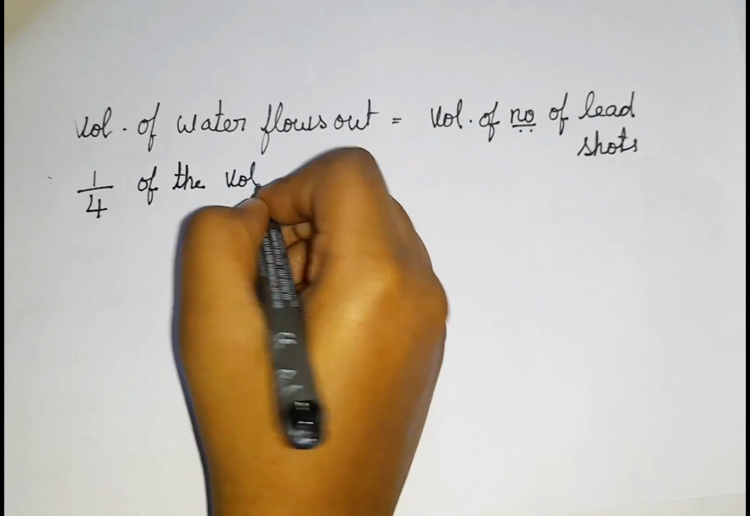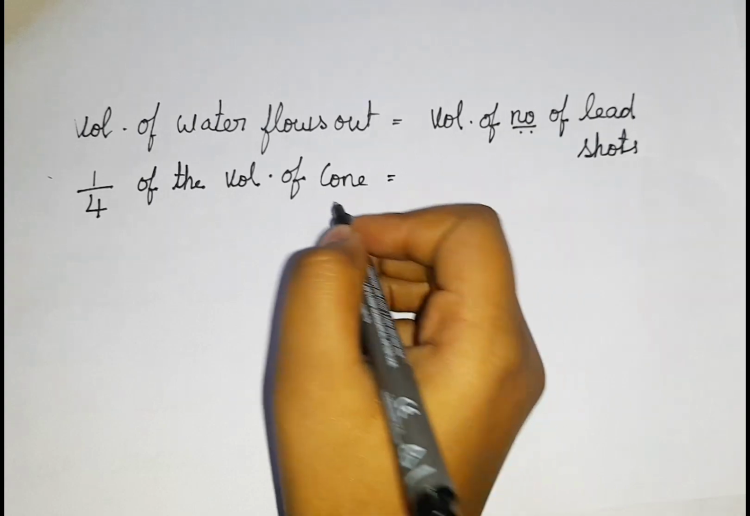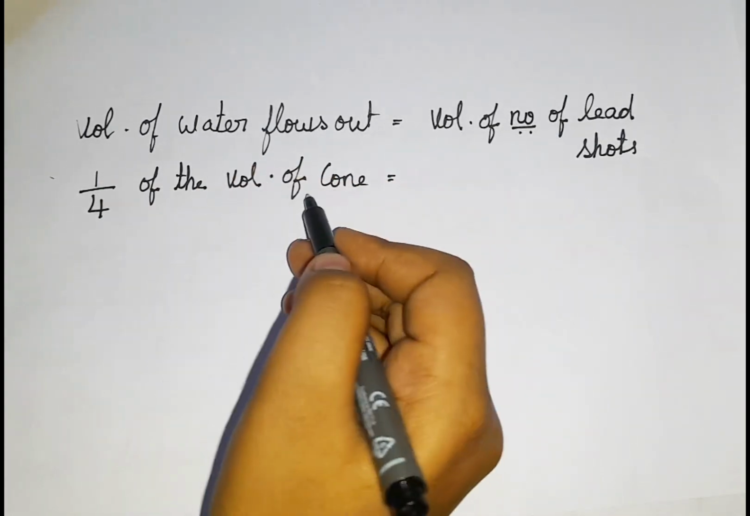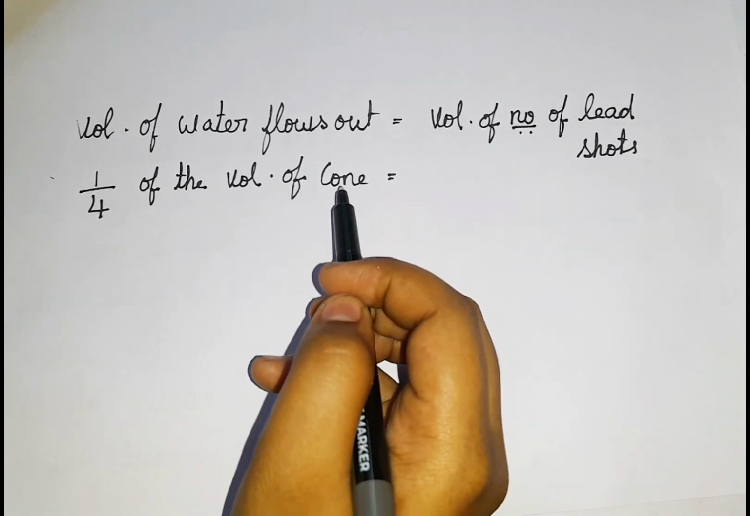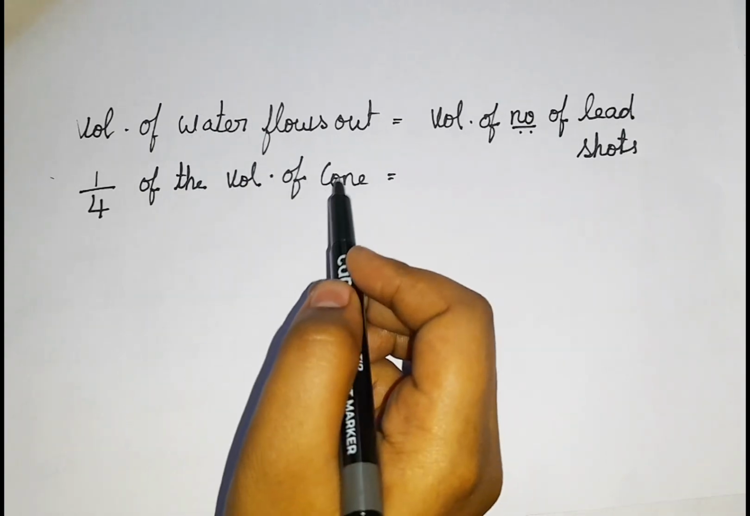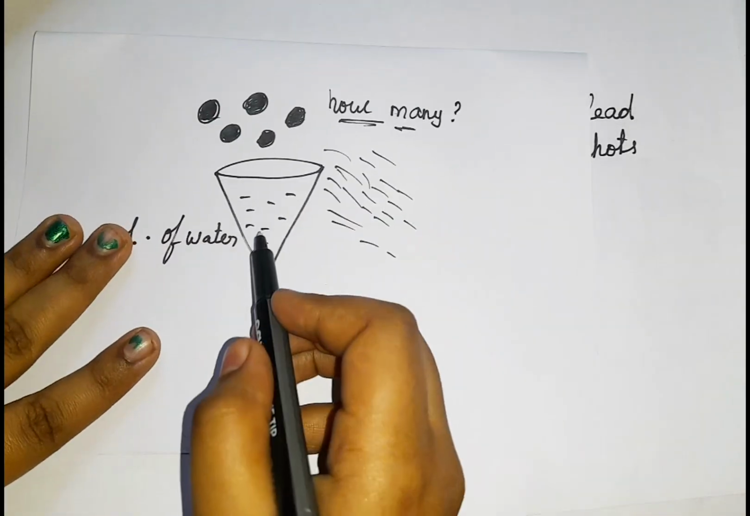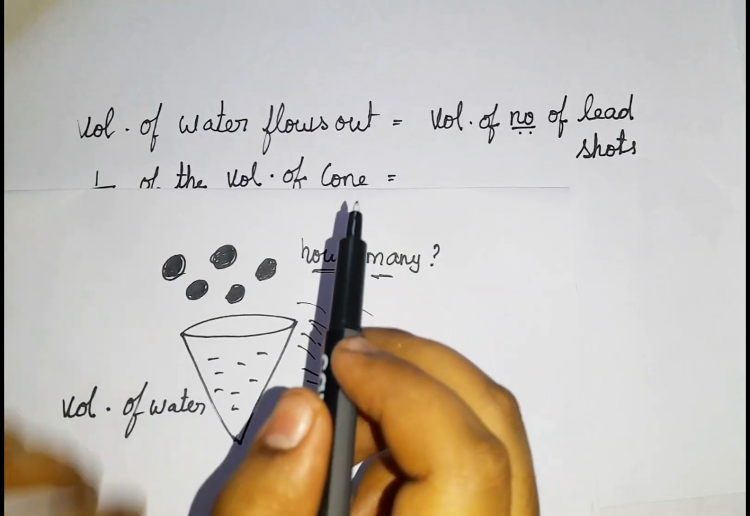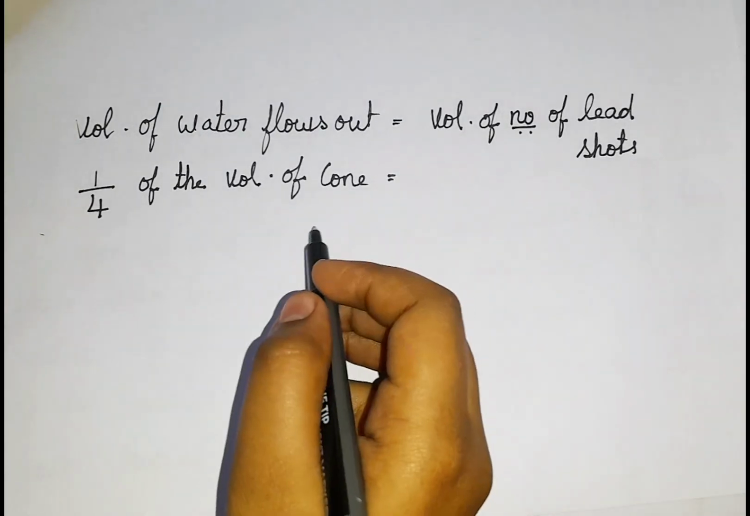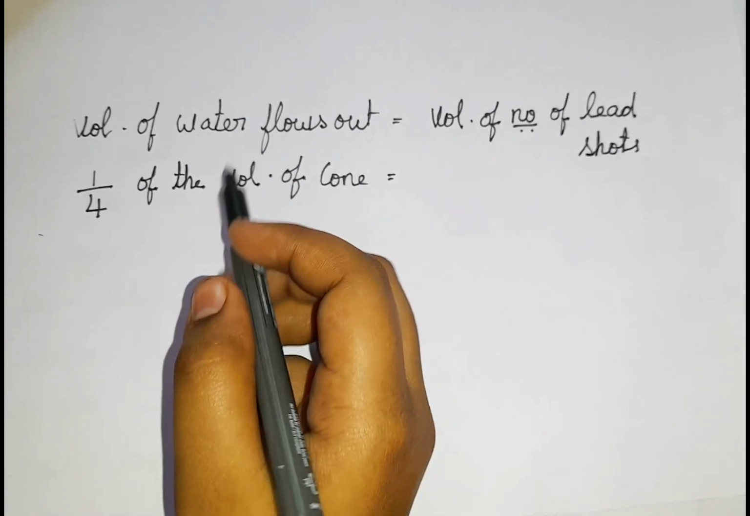Why am I mentioning the volume of cone? Because the water is in the cone, right? So the volume of water and the volume of cone are the same. Here, instead of water, I just mentioned the shape where the water is. The water is in the vessel that is in the shape of a cone. That is what I wrote over here. We also need to mention how much water, so 1/4 of the water is flowing out.